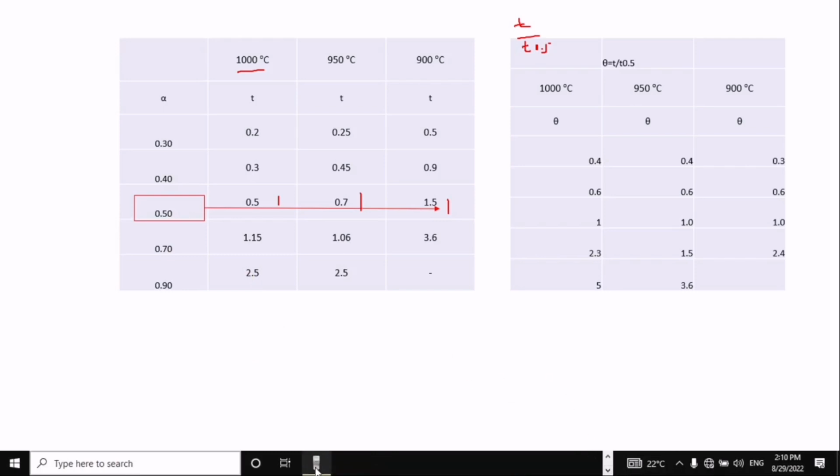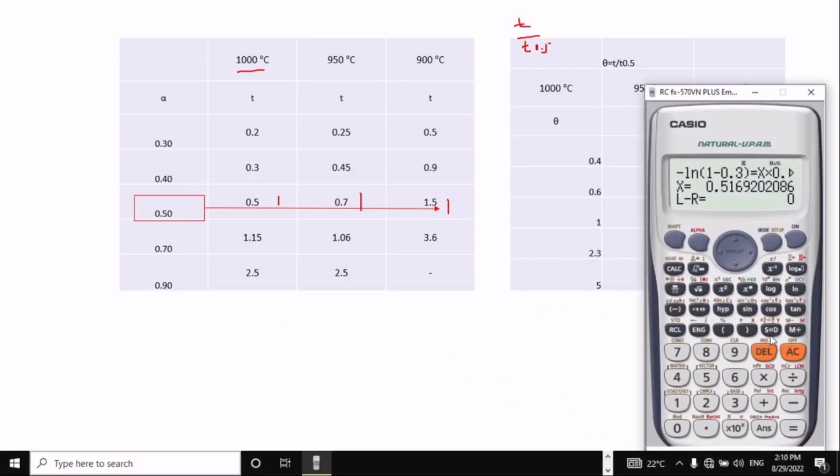that is this calculator. Now, when you take the first one, for 1000 degrees Celsius, you're going to divide all by 0.5. So when you take 0.2, you divide it by 0.5, and that will give you 2 over 5, which is 0.4. That's why it has 0.4 here. So you're going to divide all this by the alpha corresponding with the temperature. So 0.5, divide this by 0.5, divide this by 0.7, divide this by what?